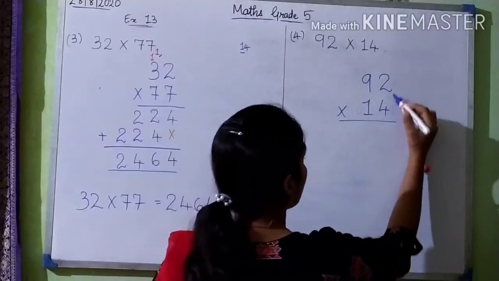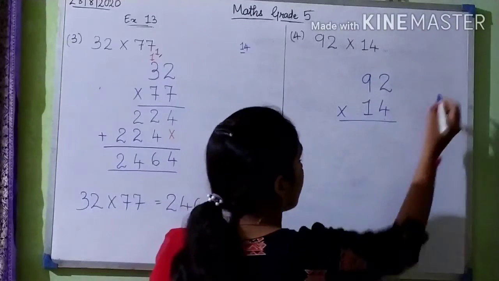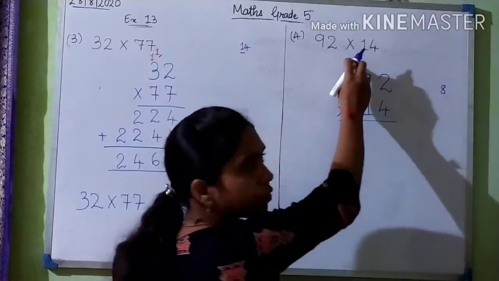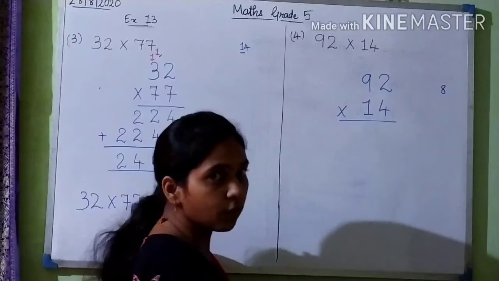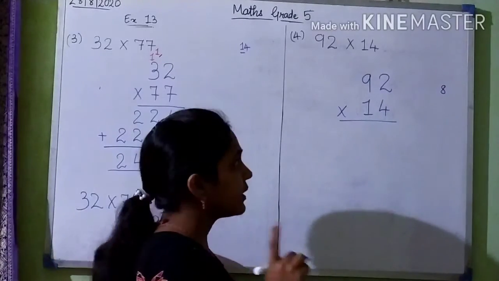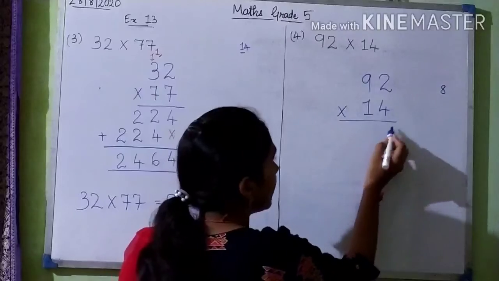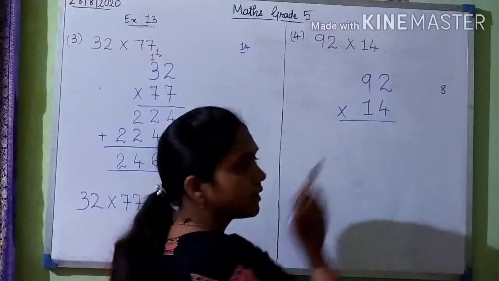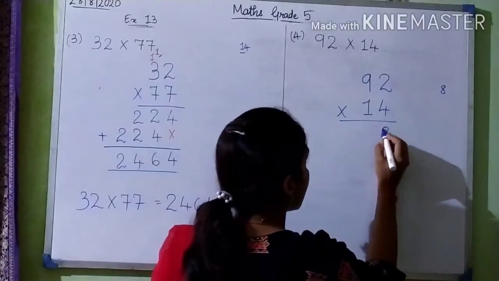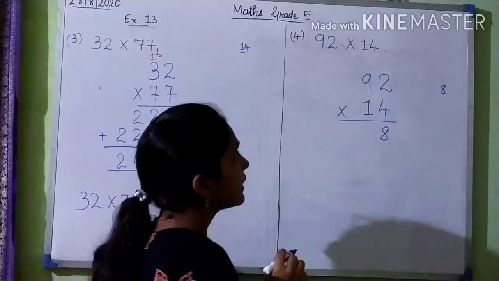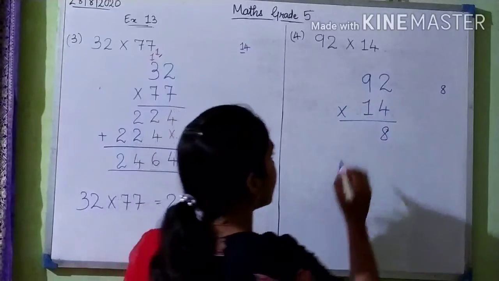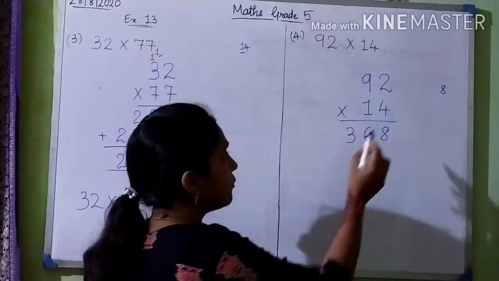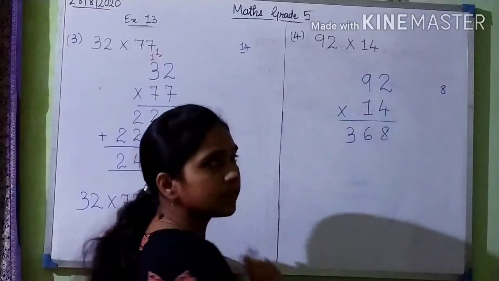So let's start. 4 multiplied by 2 is 8. Now 8 is a single digit number, so I write this 8 not on top, I write it down here. If it is a single digit number, then I write it here, but if it is a two digit number, I will write one digit on top and one digit down. So 4 into 2 is 8. Then 4 into 9, 9 fours are 36. So I write 36 down. Now I have multiplied 4 by 2 and 4 by 9.